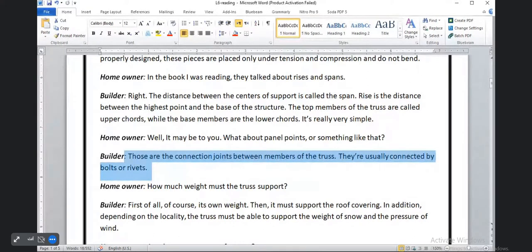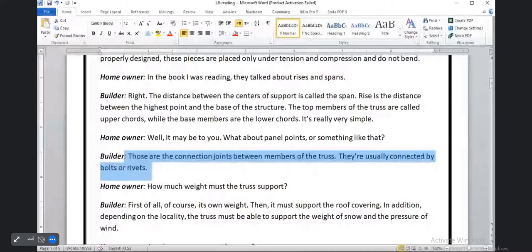No, try to explain in some English, please. They're like what? Like joints. Exactly. Yes. How do we connect them? With what? Bolts. Not bullets. Bolts. Exactly. Bolt or rivet. Don't worry, Mahmoud. I will show you what a bolt is and what a rivet is.